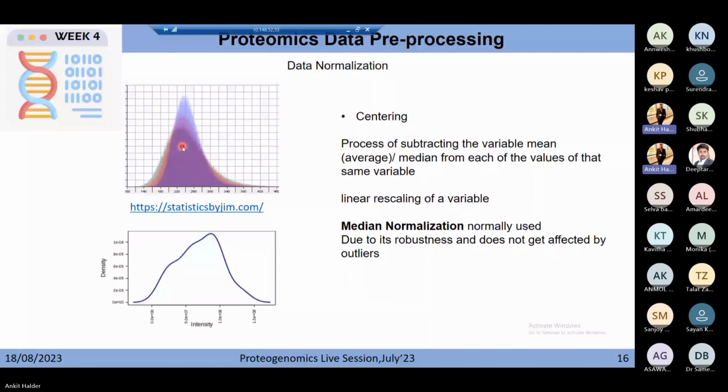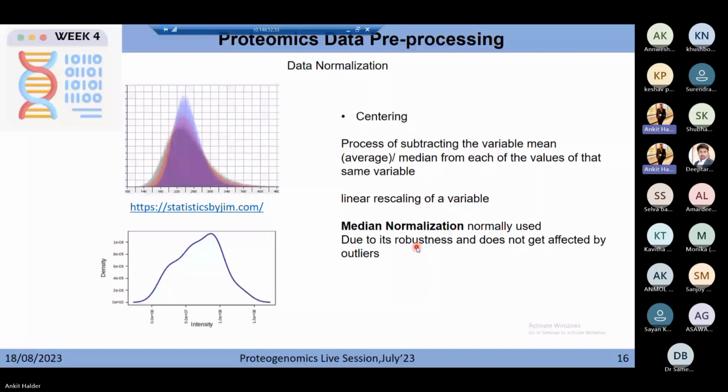So what we can do in normalization is centering. What is centering? You subtract the variable's mean or median from each value of that same variable, so that the data is shifted and becomes centered on the median. In a way, this is also known as linear rescaling. Since you are just subtracting the average or median, the distributions will come across the group. This is how the data becomes ready for you to compare between the two groups.